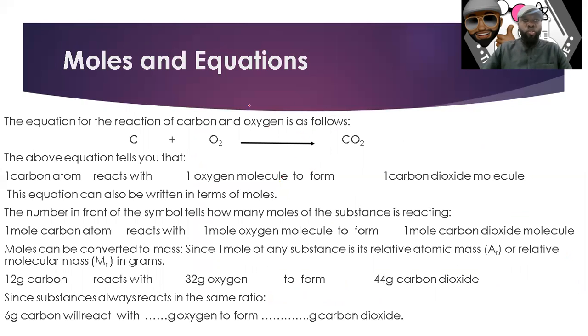Moles and equations. The equation for the reaction of carbon and oxygen is as follows. Carbon plus oxygen, okay, oxygen is written in its natural state, O2, so diatomic molecule, produces carbon dioxide. Now, what can we tell from the above equation? Well, we can tell the amount of each atoms of carbon and oxygen reacting to produce carbon dioxide. And we can write that. We can say that one carbon atom reacts with one oxygen molecule to form one carbon dioxide molecule.